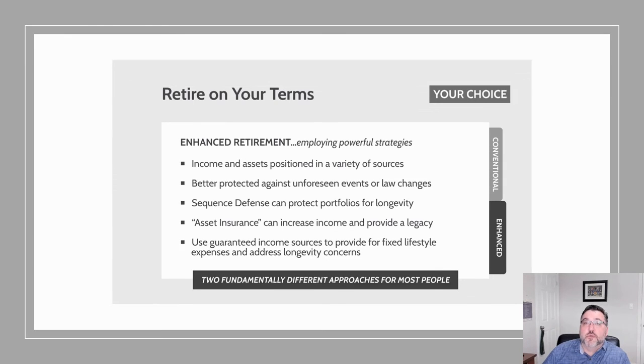You can also choose to not employ conventional strategies and employ the enhanced retirement strategy. And the benefits there are your income and assets positioned in a variety of sources. So we're not just going to rely on building an RSP retirement portfolio in the public market space. Better protected against unforeseen events or law changes with this strategy. Sequence defense can protect portfolios for longevity, as illustrated. Asset insurance can increase income and provide a legacy as well. And use of guaranteed income sources to provide for fixed lifestyle expenses and address longevity concerns.